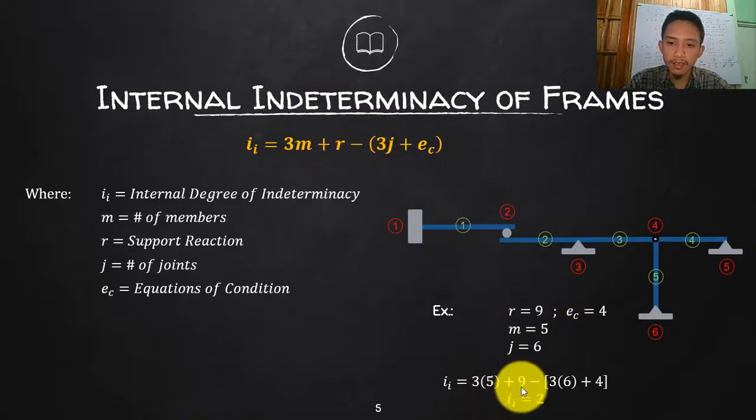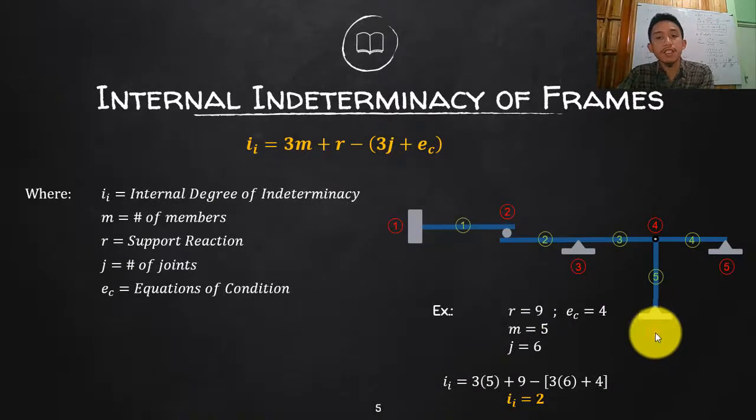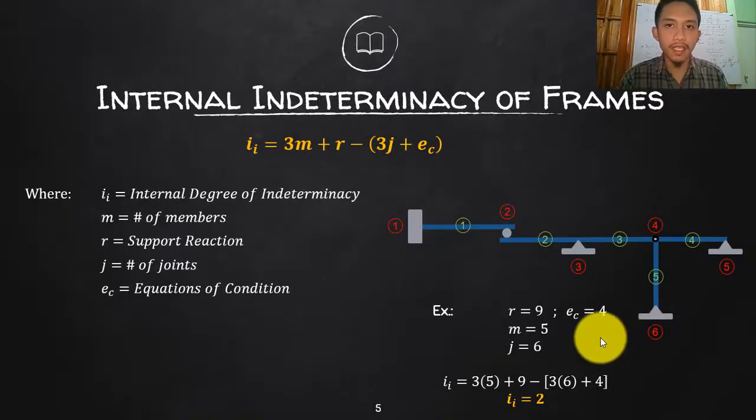So substitute that to your formula. r is 9, m is 5, j is 6 times 3, and 4 is your E sub C. So calculate that. The internal degree of indeterminacy is 2. So again, it is indeterminate to the second degree internally. It so happened that your external indeterminacy and internal indeterminacy are the same, but that will not always be the case.